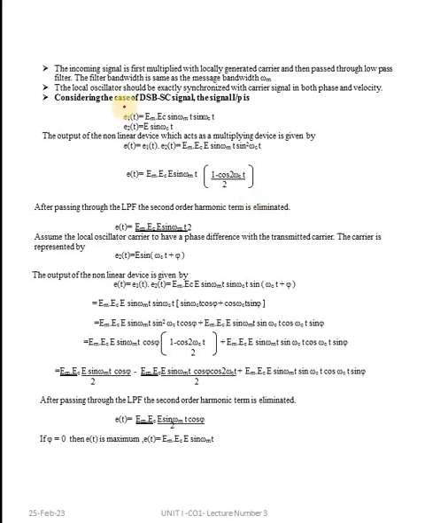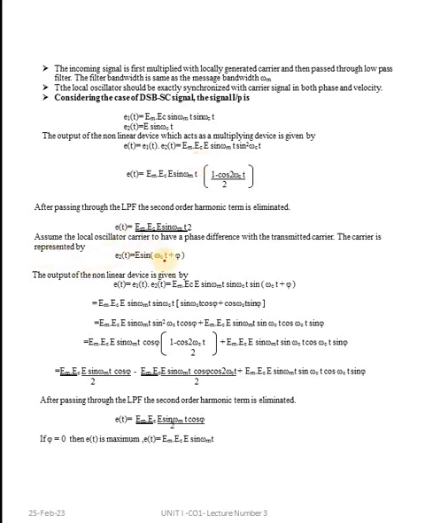So in this case, consider E1 of t is equal to Em Ec sin omega mt sin omega Ct. The second signal E2 of t is Ec sin omega Ct. The output of the nonlinear device, which acts as a multiplying device, is given by E of t equal to the product of these two signals. So E of t is equal to Em Ec by 2 sin omega mt (1 minus cos 2 omega Ct). After passing through the low pass filter, the second order harmonics in the above equation are eliminated. So we will get only Em Ec sin omega mt.